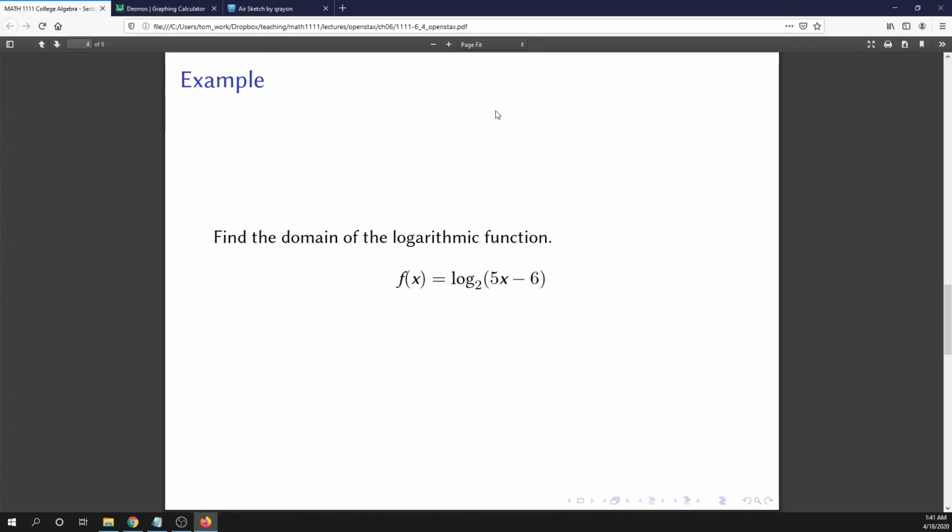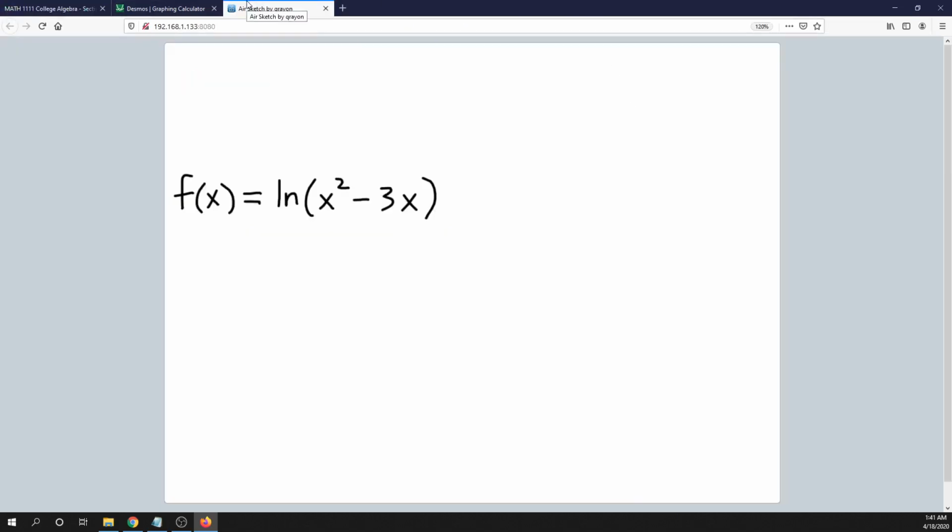Okay, the next example is find the domain of the logarithmic function f of x equals ln of x squared minus 3x. All right, so again, we have a logarithmic function. We want to find the domain of it. Well, with logarithmic functions, the inside part of the log, what you're taking the log of, you set it greater than 0 and solve that out.